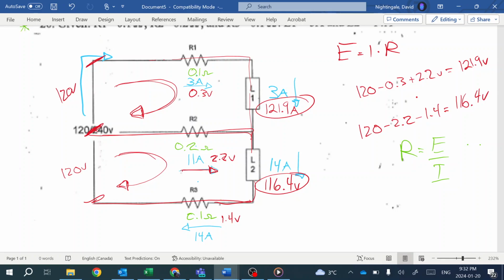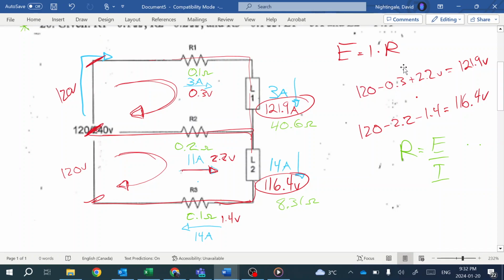121.9 divided by 3 is going to be 40.6 ohms. And down below, 116.4 divided by 14 is going to be 8.31 ohms. And you can see how unbalanced this particular three-wire circuit is. And we're going to see the ill effects of it.